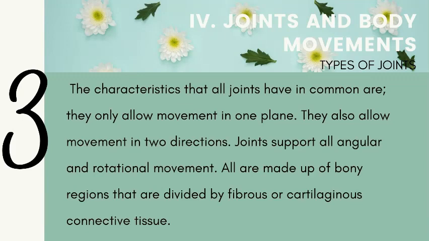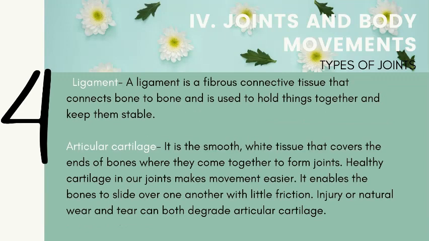Next, I am tasked to describe the structure and function. For the ligament, it is a fibrous connective tissue that connects bone to bone and is used to hold things together and keep them stable. Articular cartilage is the smooth white tissue that covers the end of bones where they come together to form joints. Healthy cartilage in our joints makes movement easier. It enables the bones to slide over one another with little friction. Injury or natural wear and tear can both degrade articular cartilage.